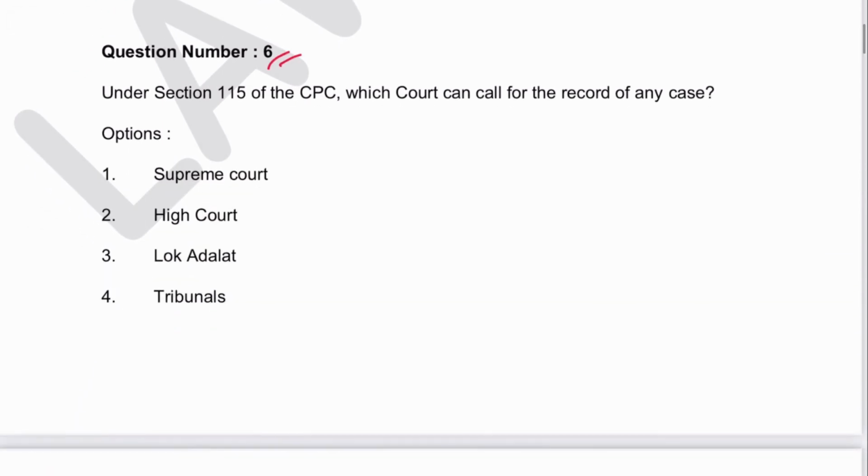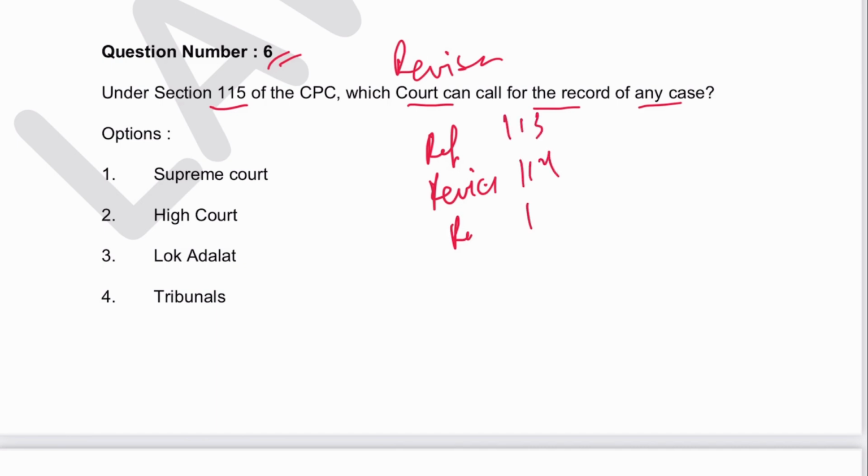Next 6. Under section 115 of CPC, the court can call for record of any case from High Court, Lok Adalat, tribunals. Which court can? Section 115 is revision. Reference, review and revision are sections 113, 114 and 115. So who has the power of revision? High Court. 2 is the answer.